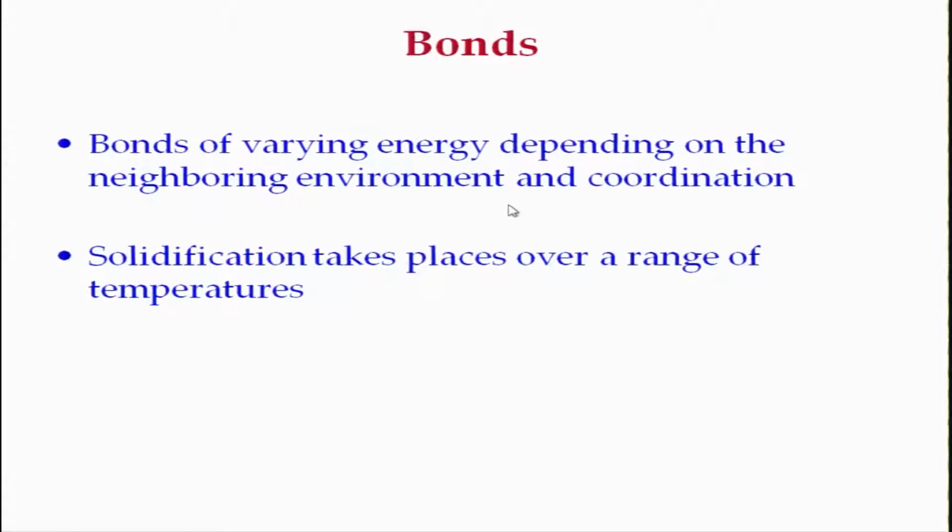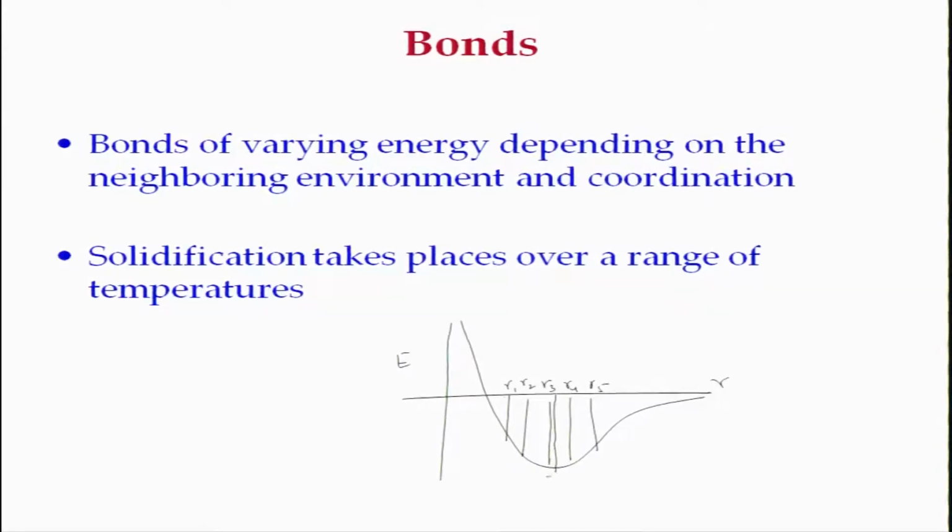As I said, the essential issue in the glasses is that there are bonds of different lengths, as I told you in the previous slide. For example, this is a potential energy plot, E versus R. If you have bonds of different lengths, let us say R1, R2, R3, R4, R5. In case of a crystalline material, you have a minimum at R0, and that is what you have all over the place.